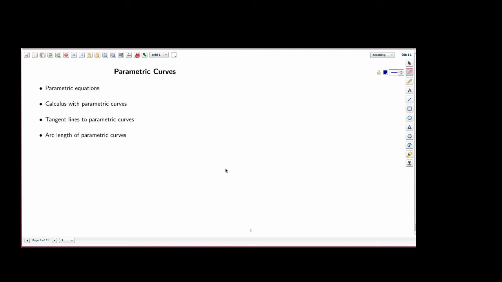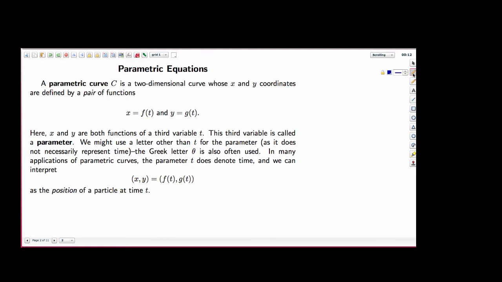In this series of lessons, we'll learn about parametric curves. We'll start with parametric equations, and then we'll go on to calculus with parametric curves, including tangent lines and arc length. Let's start by thinking about what is meant by parametric equations or a parametric curve.